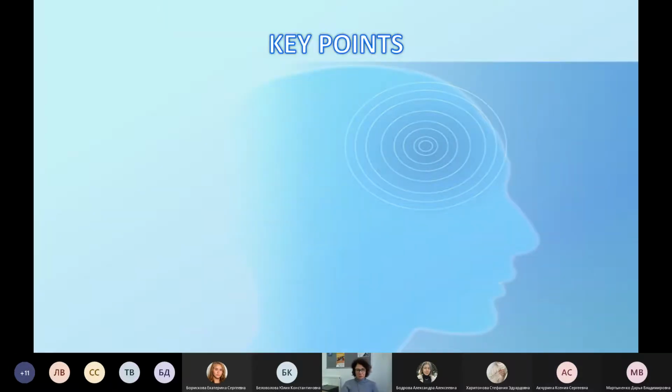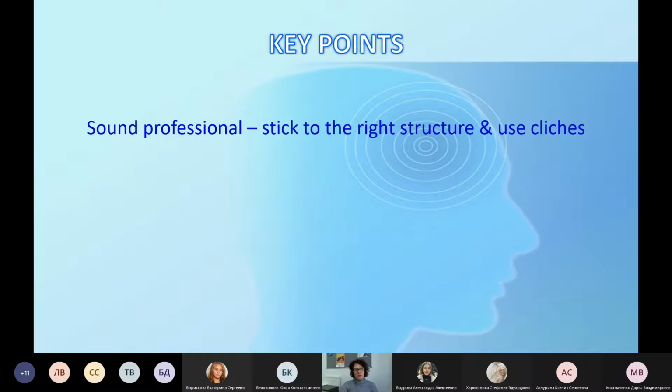Okay, so the key points about motivation letters, two key points that we will be talking about today: first of all, when you write a motivation letter, you have to sound professional. That's the first thing that the reader sees in it. So how do you sound professional? There are two issues that you have to keep in mind.